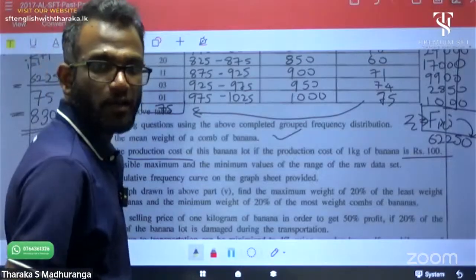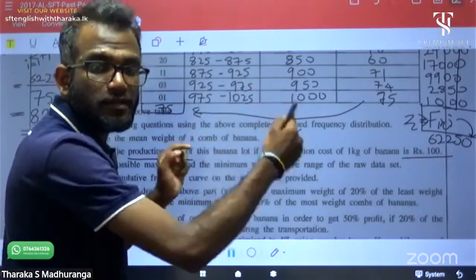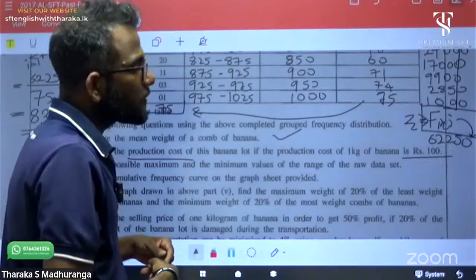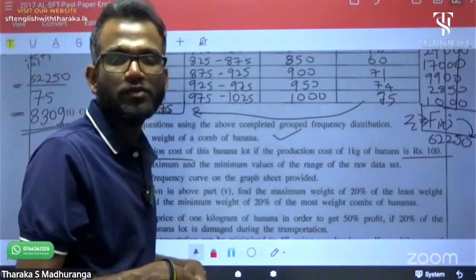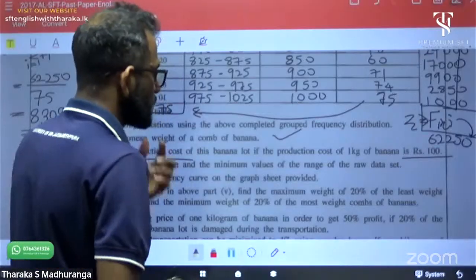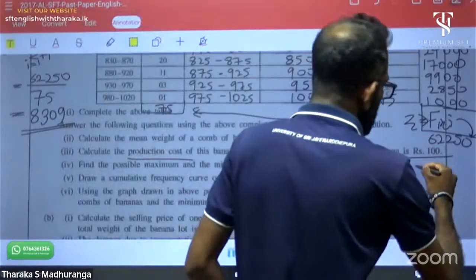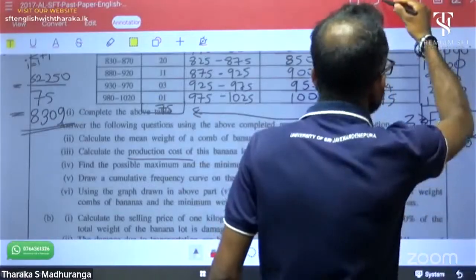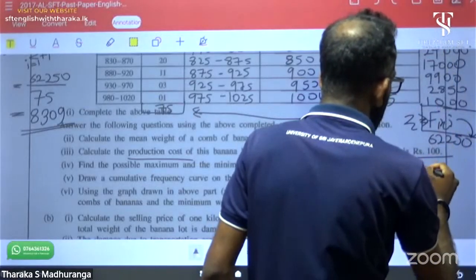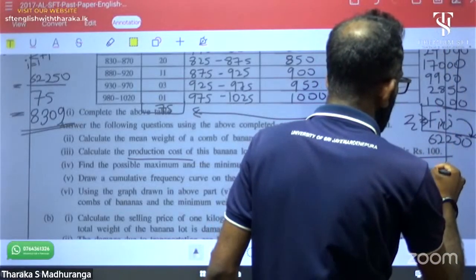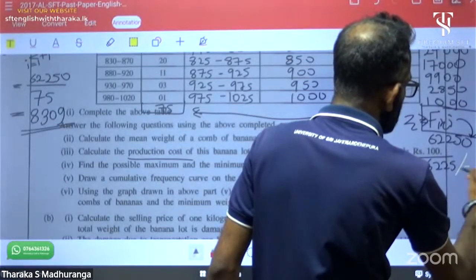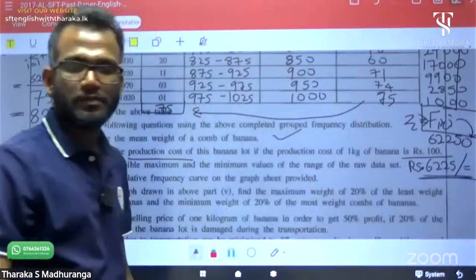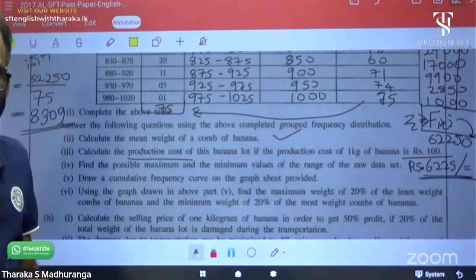That means per 1 kilogram it is 100 rupees. Then 62.25 multiplied by 100 is 6,225 rupees. If you have any doubt, please ask me. 6,225 rupees. Very simple. Sadmi, understood?